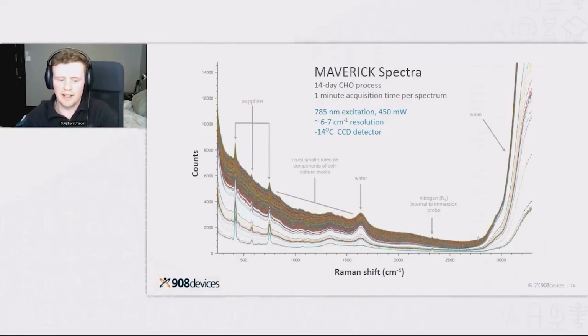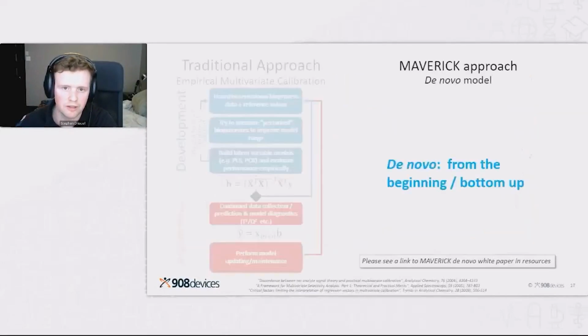I like this slide here because we're starting where everyone else is starting. We're not doing any magic. Our MAVERICK device produces Raman spectra just like any other Raman device. So here's some spectra from a 14-day CHO process overlaid on one plot. You can see it looks just like any other Raman spectrum. We're starting from this data here before we get into our own mathematical framework.